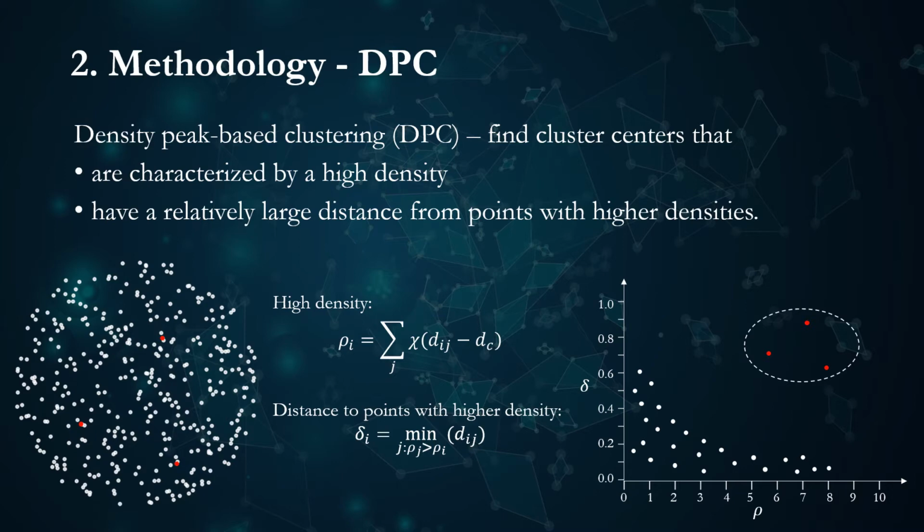High density means that it should be surrounded by enough points within a certain radius, and it should be as far away as possible from the other cluster centers. So this method just plots a scatter of density versus minimum distance to the other higher density points, and then the points at the top right side are identified as cluster centers.